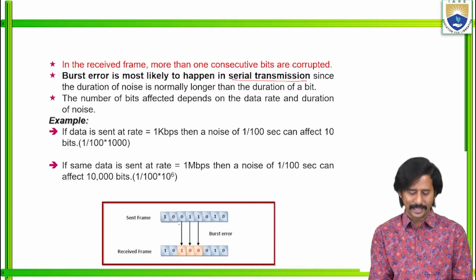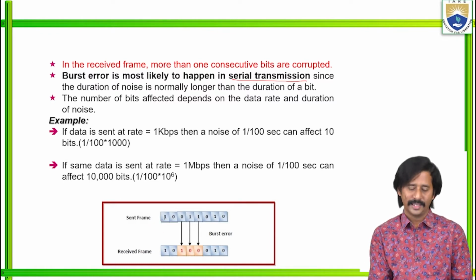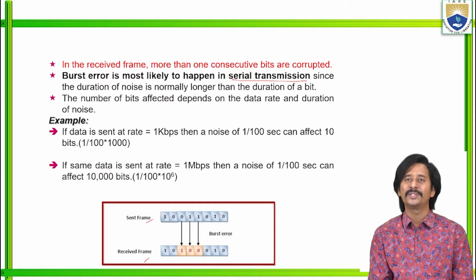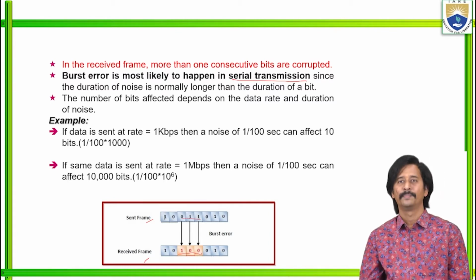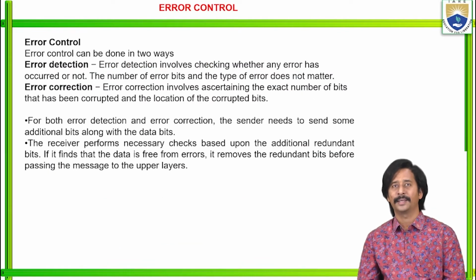See, this is another example. This is the sent frame, received frame. So more than one consecutive bit is corrupted. See, 0, 1, 1. Here, 1, 0, 0. Right? So this specifies the burst error.